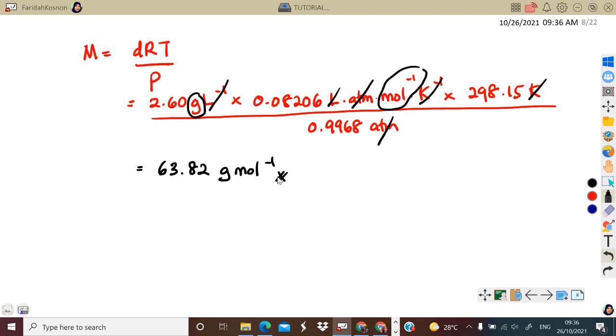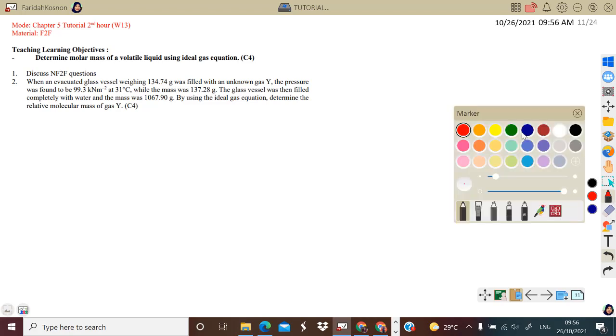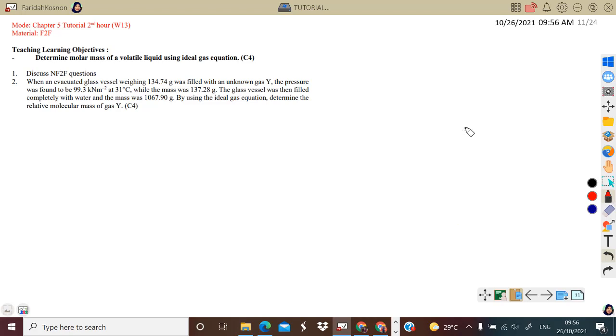Baik. So settle untuk soalan yang kita bincangkan tadi iaitu soalan second hour week 13 non face to face. Okay, so we have, when an evacuated glass vessel weighing 134.74 gram was filled with an unknown gas Y, the pressure was found to be 99.3 kilonewton per meter squared, while the mass was 137.28 gram.